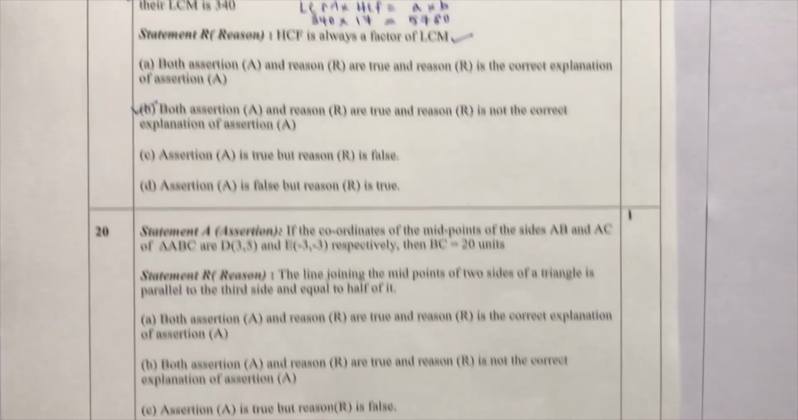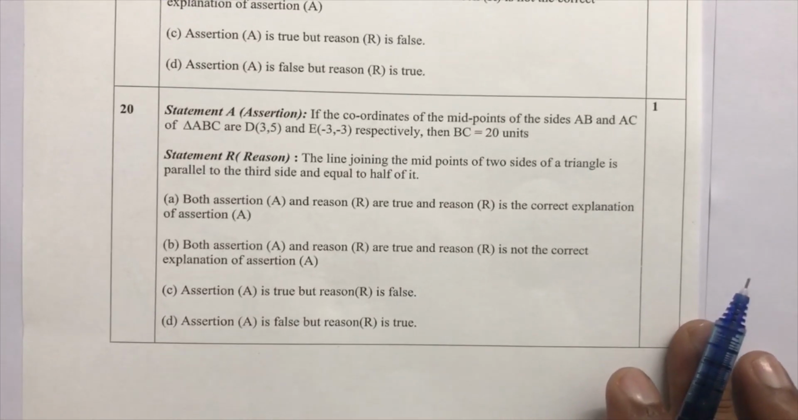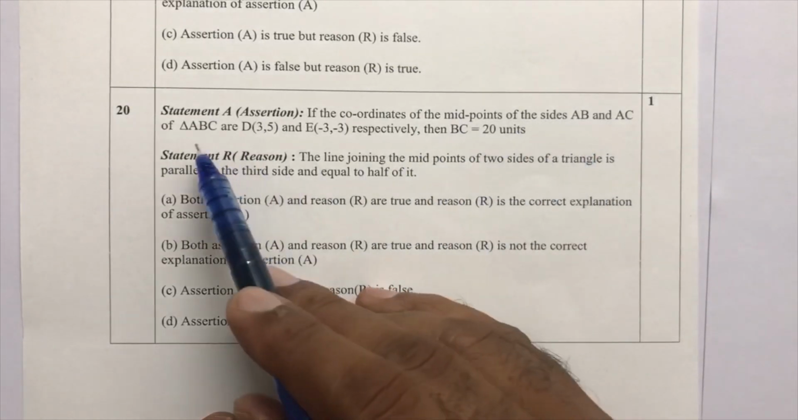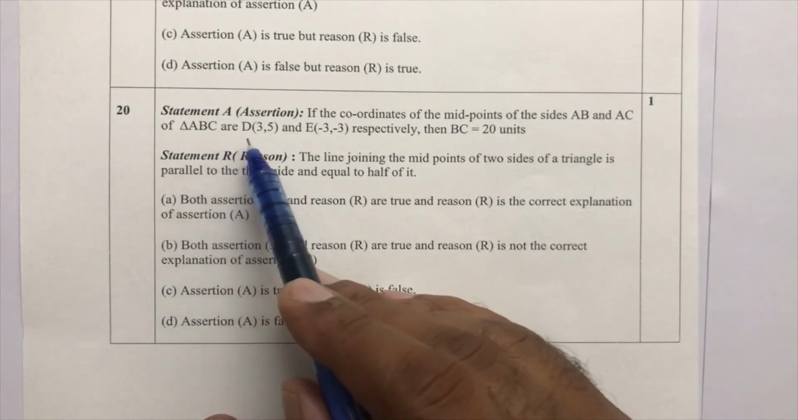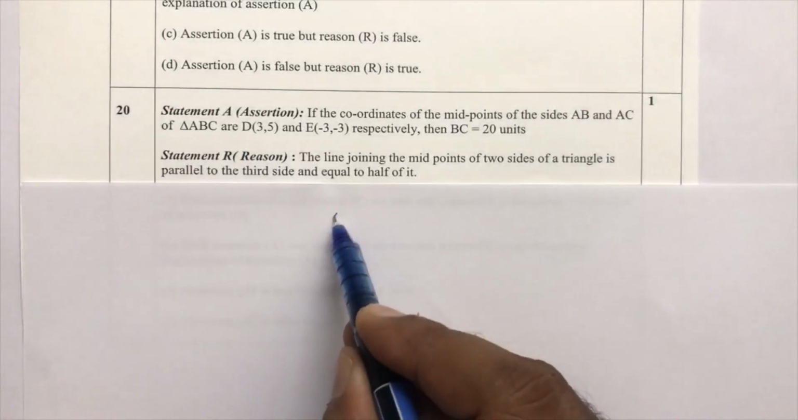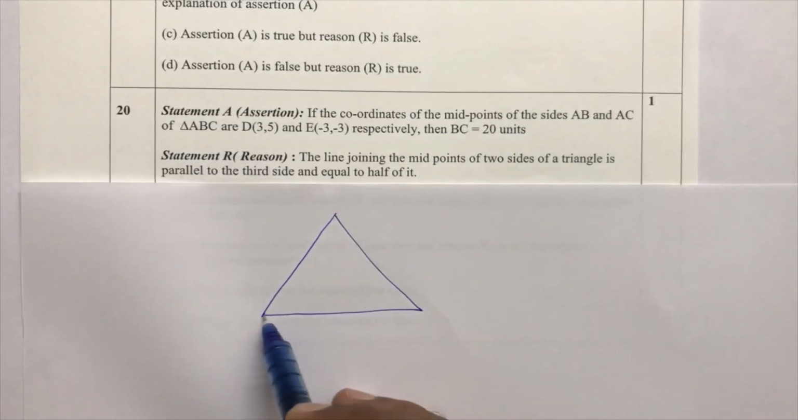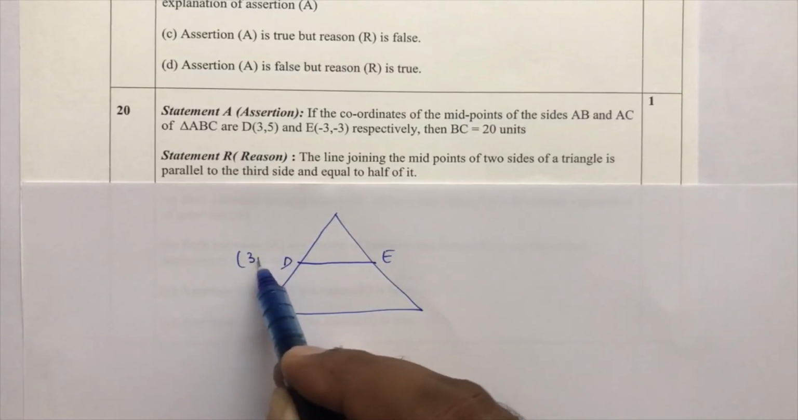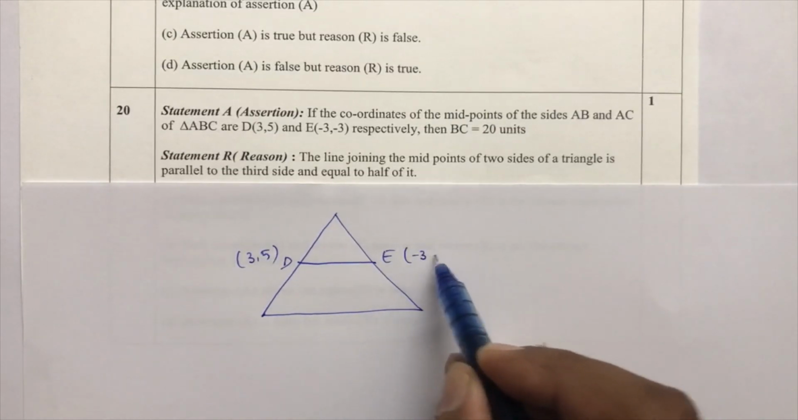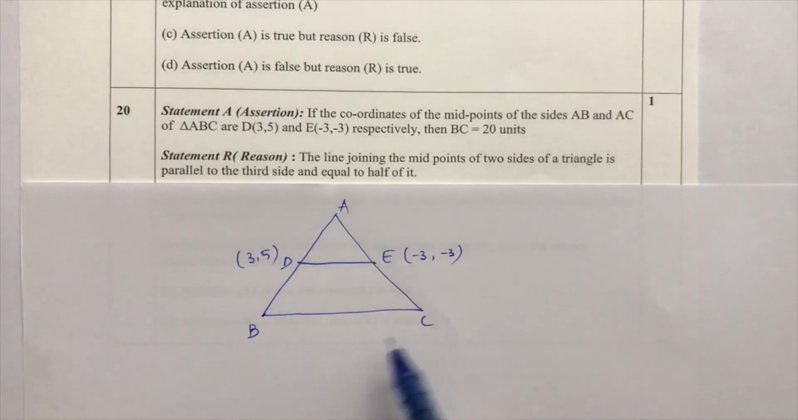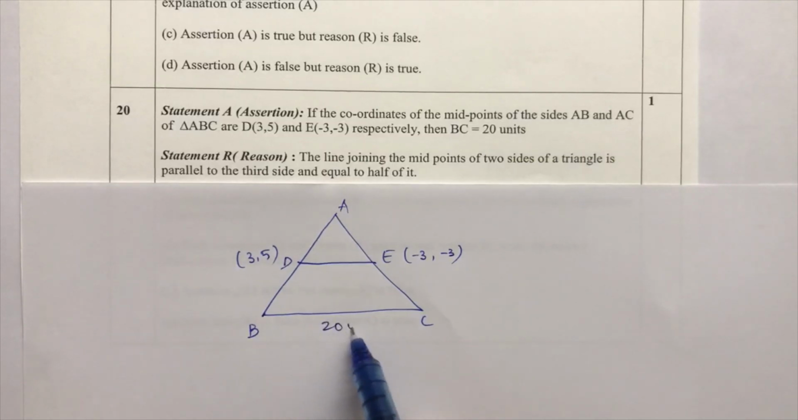Next one. The 20th question. Statement: if the coordinates of the midpoints of the sides AB and AC of triangle ABC are D and E. Here they gave triangle ABC, the D and E values are given as 3, 5 and -3, -3, and BC distance is 20 units.